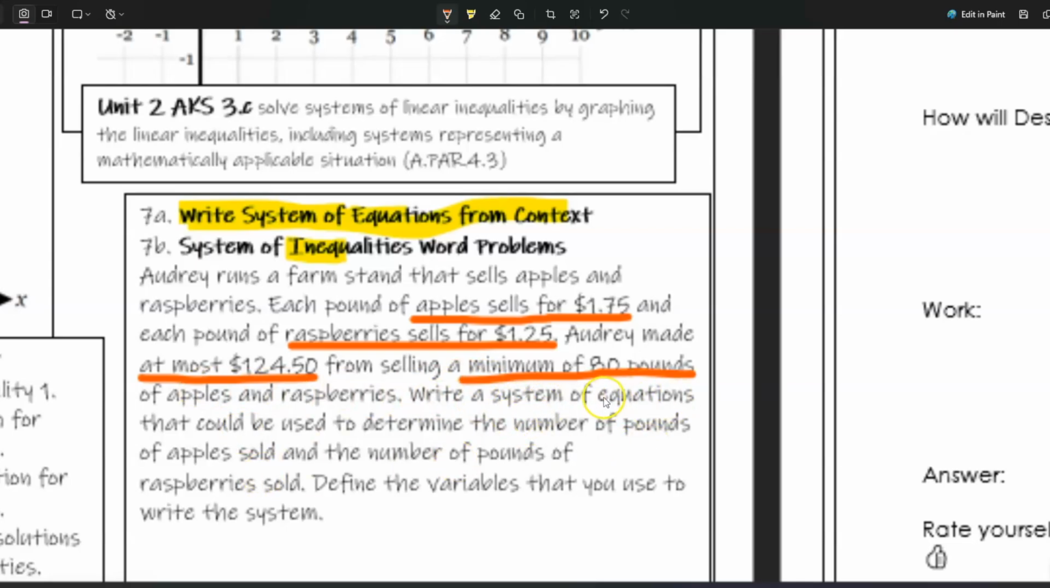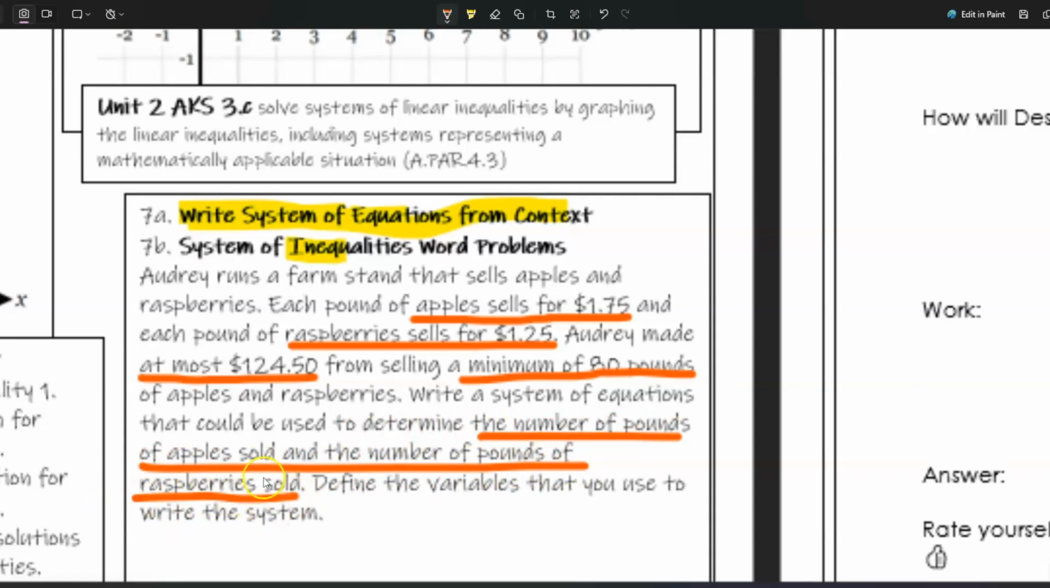This is a mistake. It should say inequalities that could represent the number of pounds, blah, blah, blah. All right, define the variables that you use to write the system. So you're the one who is defining the variable. And remember, you're determining the number of pounds of apples sold and the number of pounds of raspberries sold.